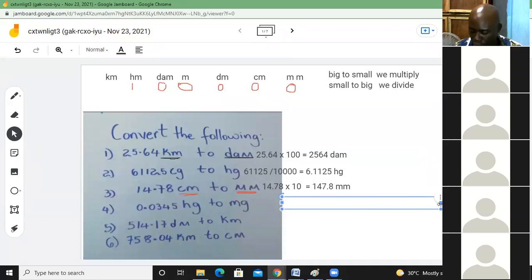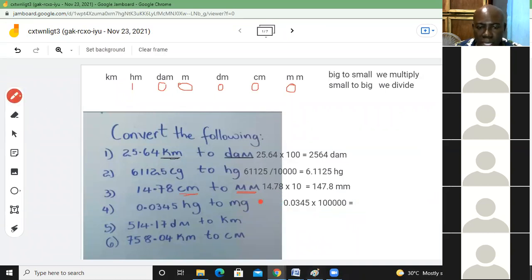We're going to multiply. So we have 0.0345, and that will be multiplied by 100,000. Well, if you multiply by 100,000, your decimal point will be moving to the right 5 times. 1, 2, 3, 4, 5 zeros. All right. So if somebody wants to see it, let's do it. We're moving from here.